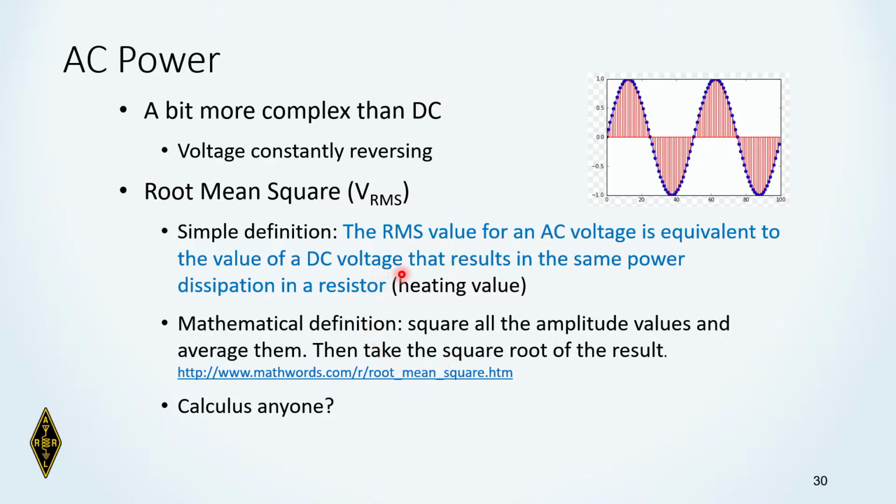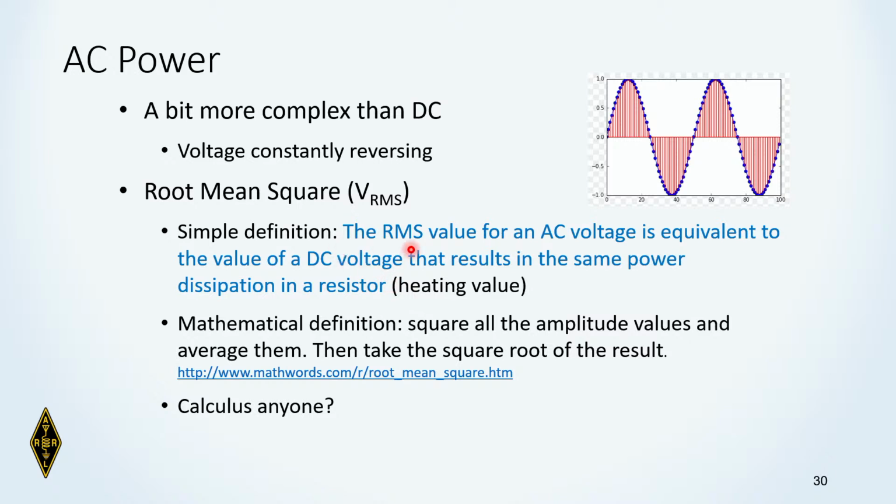So the simple definition, and we might need to remember this, the RMS value for an AC voltage is equivalent to the value of a DC voltage that results in the same power dissipation in a resistor. So if we apply AC voltage across a resistor, let's see how hot it gets, say 100 degrees Celsius. All right? So let's see what that voltage is. And then let's put a DC voltage across the same resistor after it cools down and see how much DC voltage it takes to create a heating value of, let's say, 100 degrees Celsius. Be pretty hot.